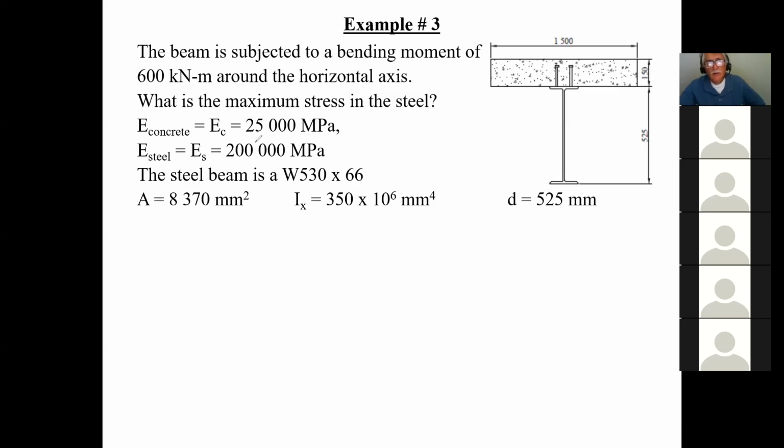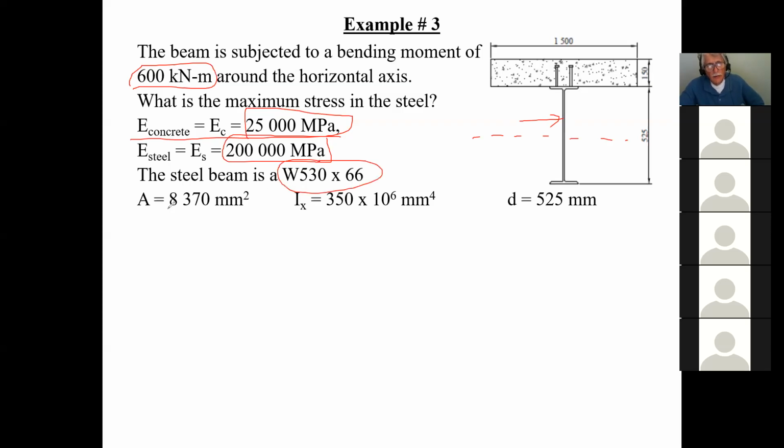So here is the problem. The steel is subjected to a bending moment of 600 kilonewton meter. I'm giving you this because I could have given you a whole geometric shape with supports and we could have calculated the bending moment, but okay. It's bending around the horizontal axis, about this axis here. The modulus of elasticity of the concrete is 2,500 MPa, and for steel it's always going to be 2,000 MPa. Now, this steel beam is a W530 by 66.